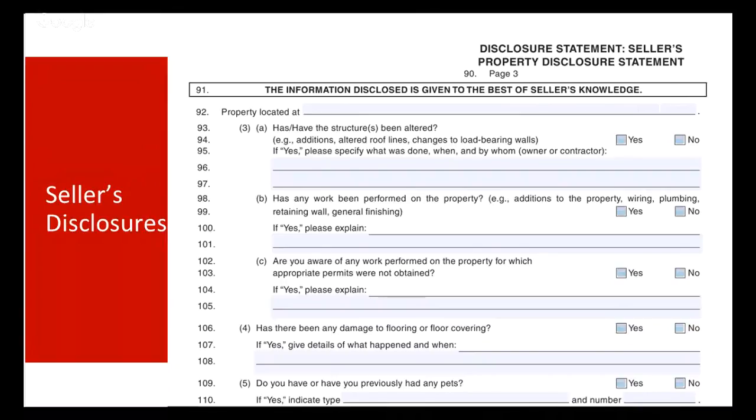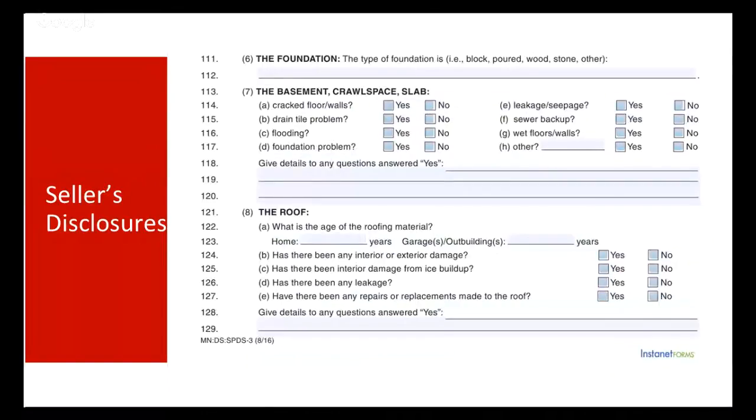Has there been any damage to the flooring or flooring covering? Do you have or have you previously had any pets? Foundation. This type of foundation is block, poured, wood, stone, etc. That's going to be disclosed here.